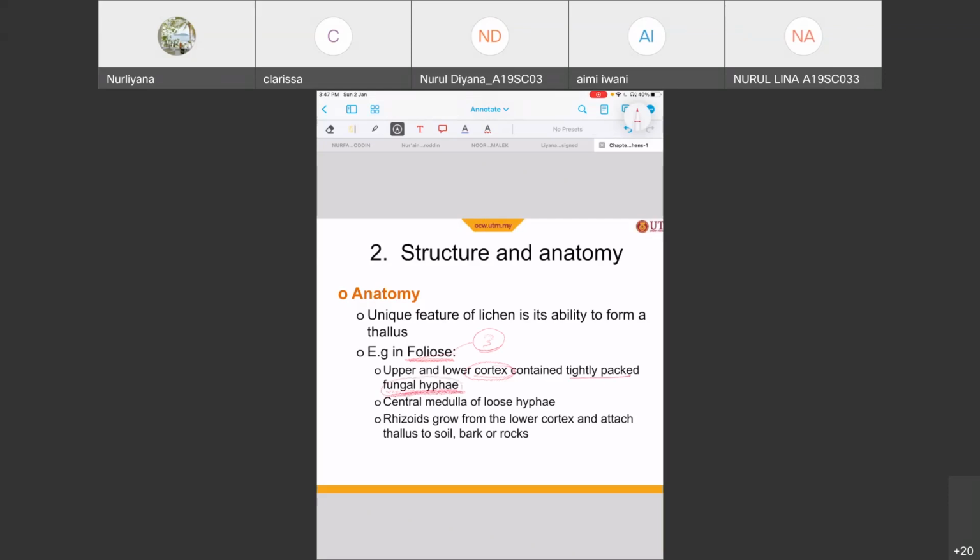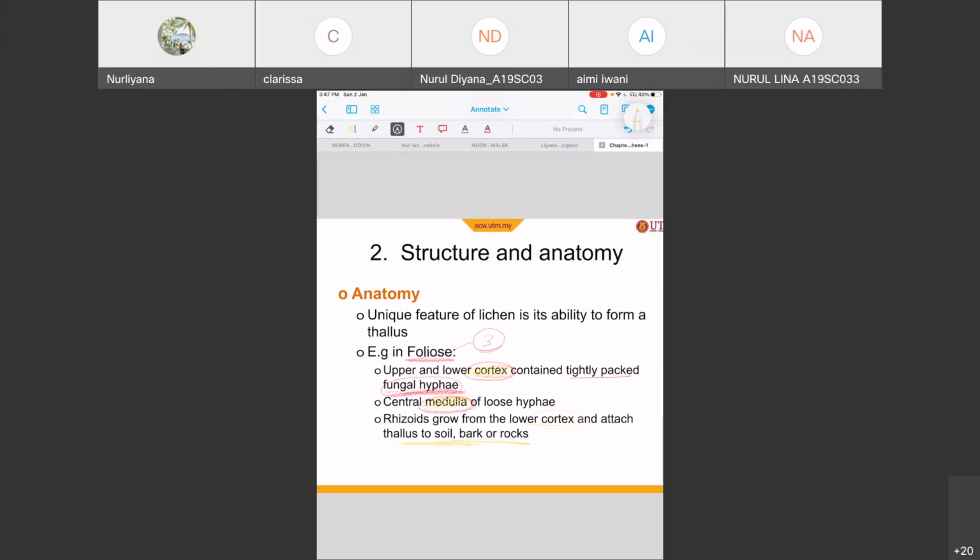Okay, they also have medulla. So these are the important ones that you need to know. The terms are the cortex, the medulla, and then they have rhizoids. So they have the upper and lower layer, and the center, and the rhizoid. Here it says the cortex is attaching the thallus to the bark or the soil or rocks. So these are basically the anatomy in detail.